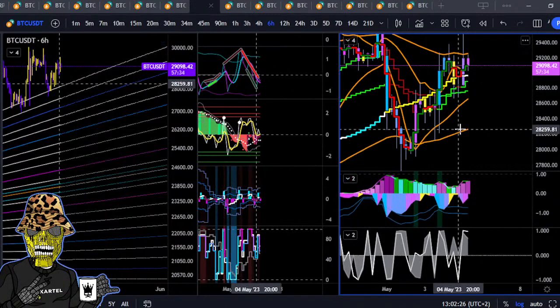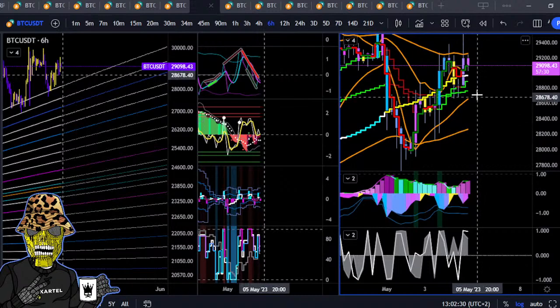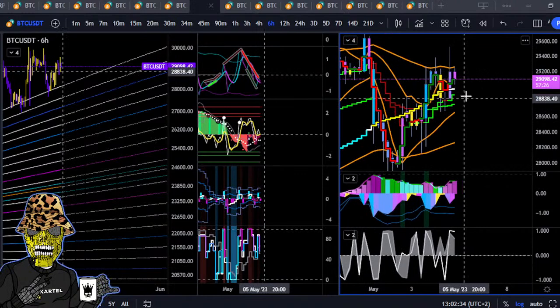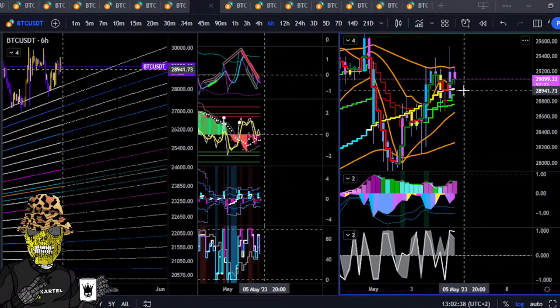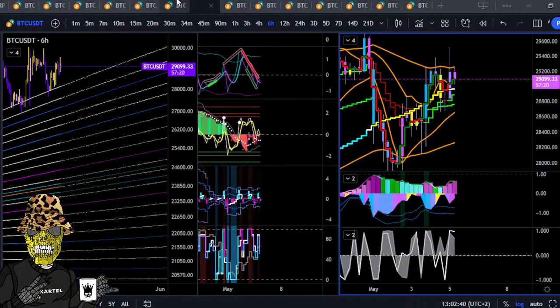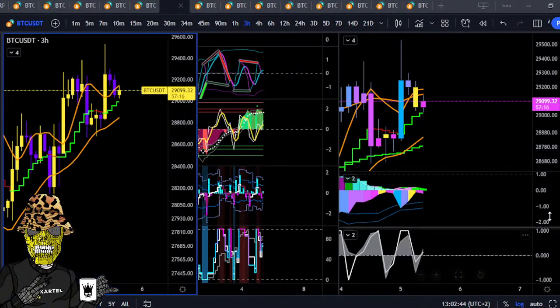So I do know that 28,250 is still a zone. This has been front run a bit. This is going to be a huge point of liquidity here at 28,900. Oh my god, why is Bitcoin such an expensive number to say?